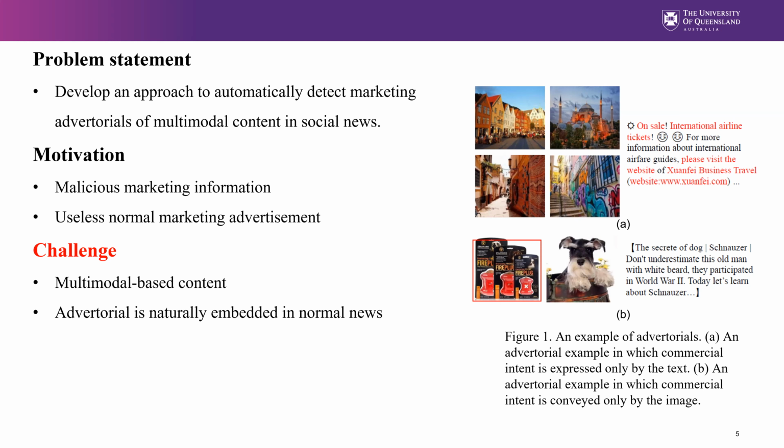But sometimes the marketing content is embedded in the image. Here in figure B, there's only one image. The left image shows a kind of food for a dog, so the marketing information is only embedded in the image. But sometimes both the images and the text are used to deliver the commercial information. This helps to grab the reader's attention.